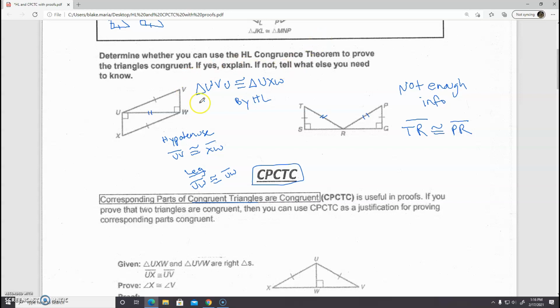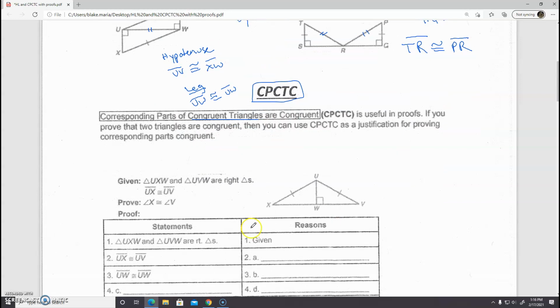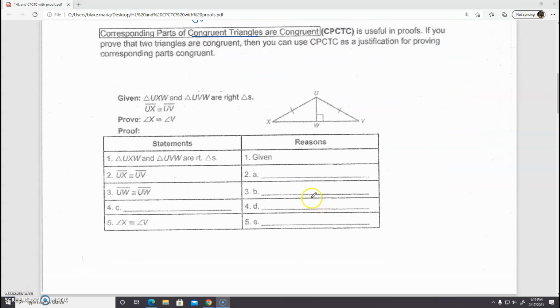So once you prove that the triangles are congruent, you know that all their corresponding parts are congruent. And that's what CPCTC is telling you. Once you've proven triangles are congruent, you can tell me all the parts are congruent. So let's dabble in a proof. So this says given the two triangles are right triangles. So we see that right angle, we see this right angle.